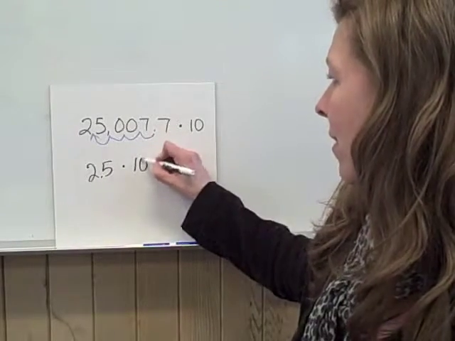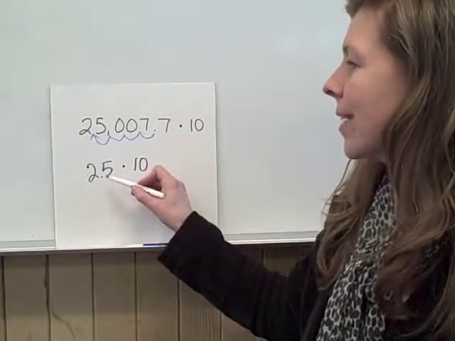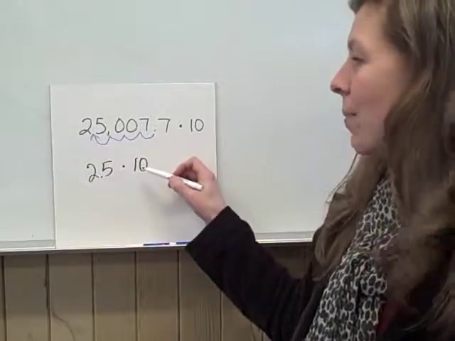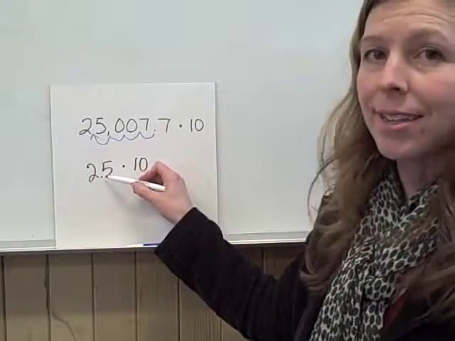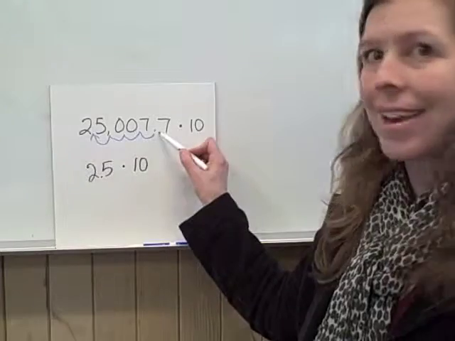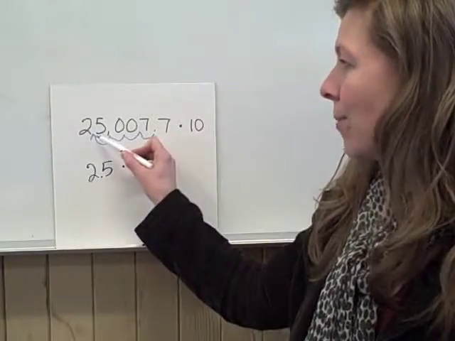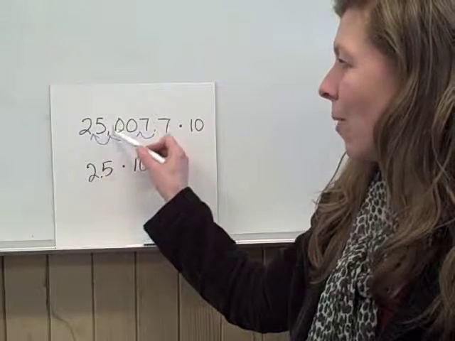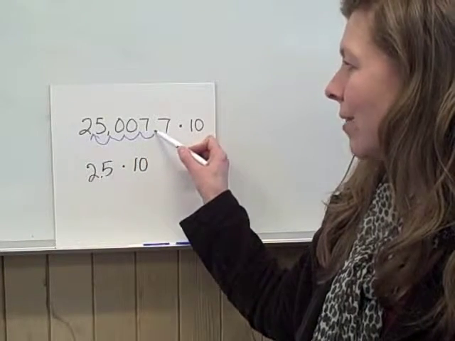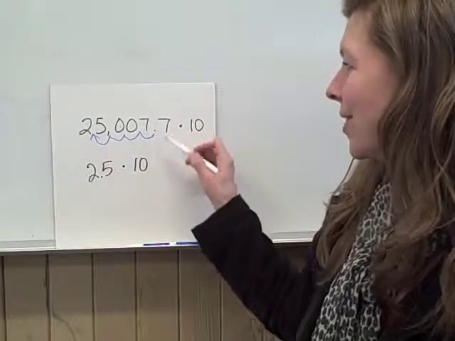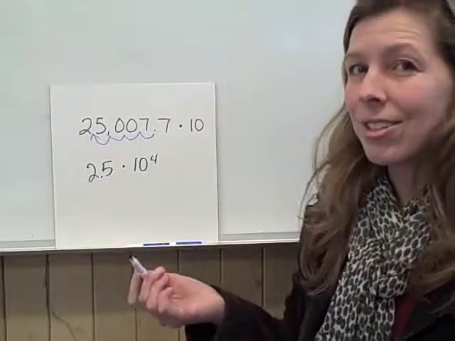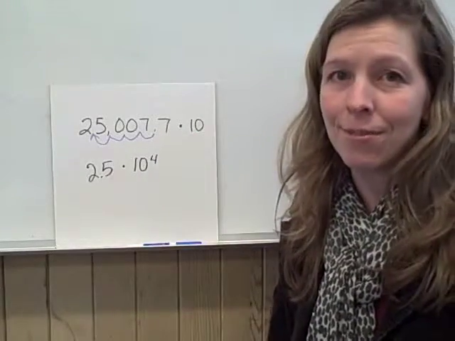Times 10. Well, how many times would I need to move the decimal point over here to get here? So it's actually the reverse. So from here, we would need to multiply it 1, 2, 3, 4. Did I count that right? 1, 2, 3, 4 times. So the answer is 2.5 times 10 to the 4th.